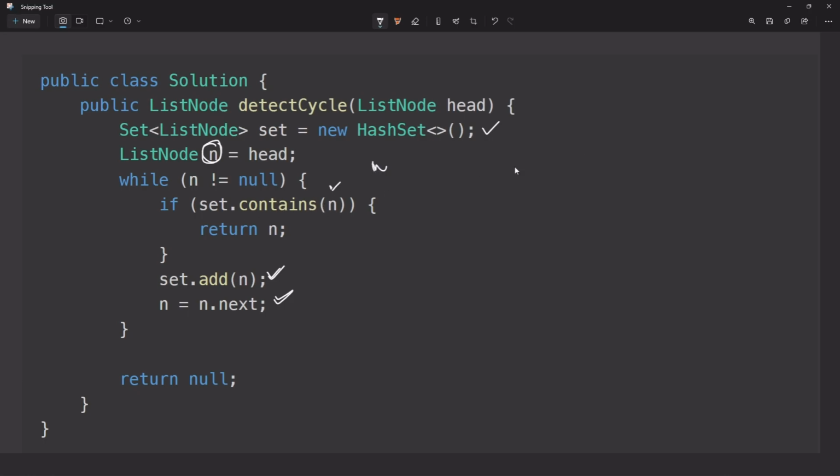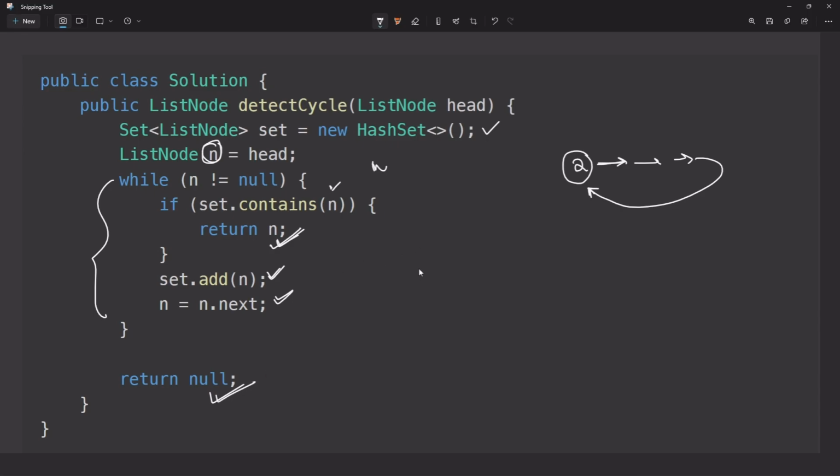What does that mean? It means that if we were at node, say 2, we iterated, and we came back to it again, that's why it is already present, because when we encountered it the first time, we put it in the set. Now we have come back to it. That means our cycle starts from that node and we return it. Otherwise, if there is no cycle, our iteration is going to stop when we reach null, and at the end we return null. So this is the simple approach.